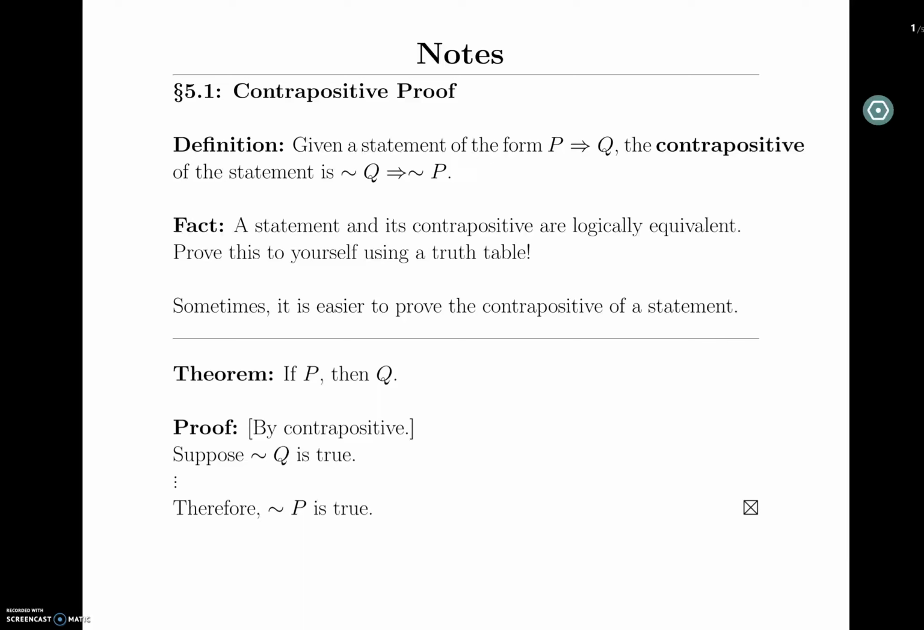Take a moment to go prove this to yourself. Go, write a truth table. Go ahead and pause the video. You can do this. Now, sometimes it is easier to prove the contrapositive of a statement instead of the original statement we're given.